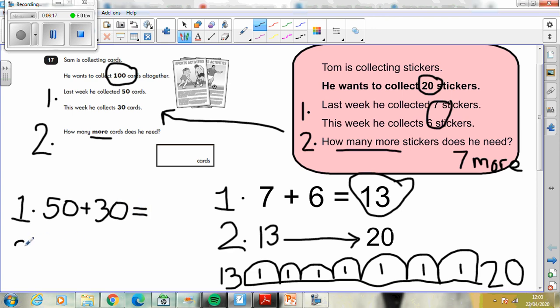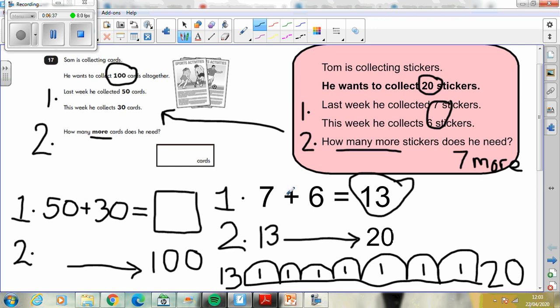And for step 2, once we know how many he's got, we can then think about how many more to get to 100. And there we go.